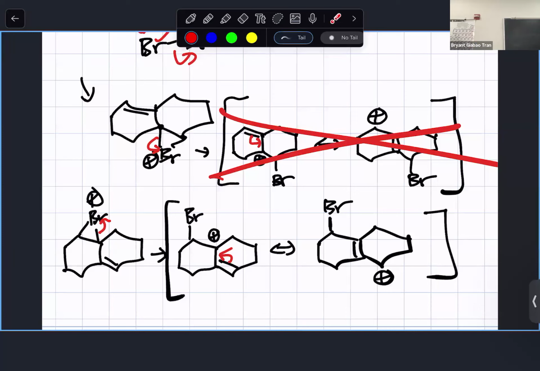When he went over Diels-Alder, did he go over the dienophile? Did he talk about electron donating group, electron withdrawing group? Oh, okay, that's good. Right, more reactive, right. Let's see. Did he go up to endo-exo rule? Oh, yeah, s-trans, yeah. Oh, HOMO-LUMO orbitals. I see.